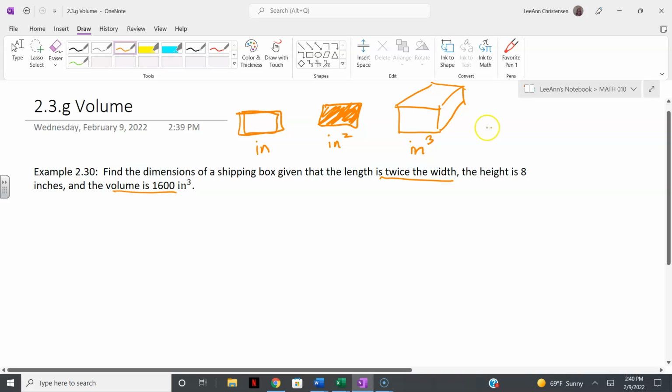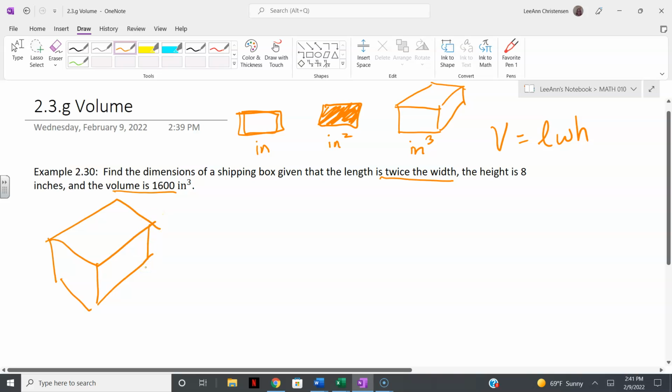Okay? The way to find the volume of a box is you take the length times the width times the height. Okay? All right. Now, let me draw another box. Probably not any better than the first box.